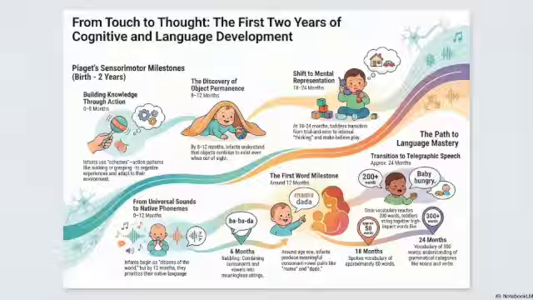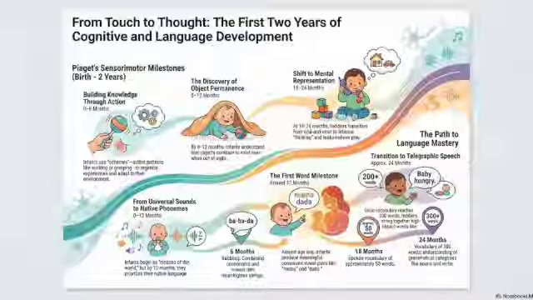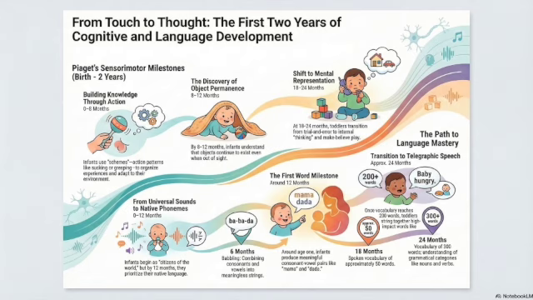We see this clearly in the devastating deprivation case of a girl known as Jeannie. She was subjected to horrific abuse, isolated in a room, and deprived of all human interaction and language until she was discovered at age 13. Jeannie's case provided tragic but vital insights into the sensitive period.